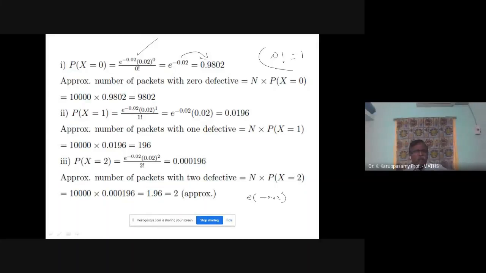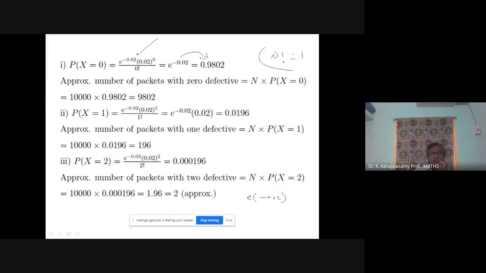How many packets can we expect out of 10,000 being defective? So n into probability x equal to 0. If you multiply, 9802. Zero defective means good. Out of 10,000 packets, 9,802 are good packets, with no defective.